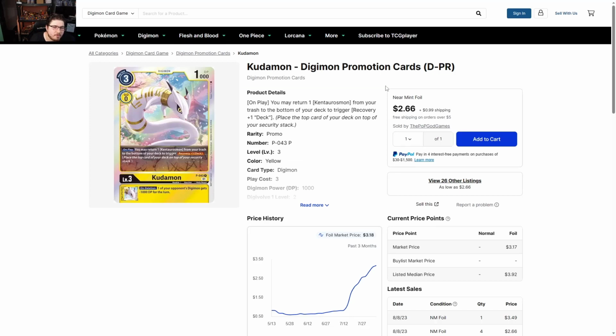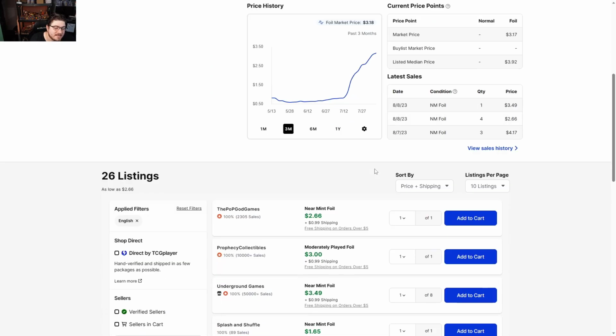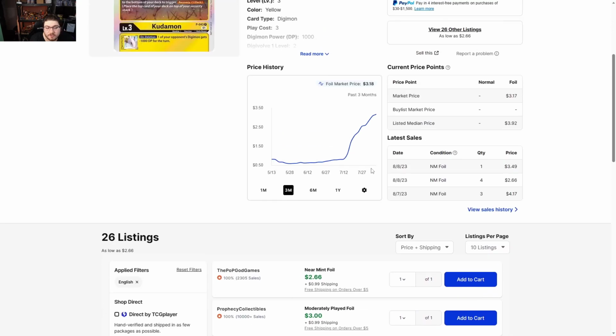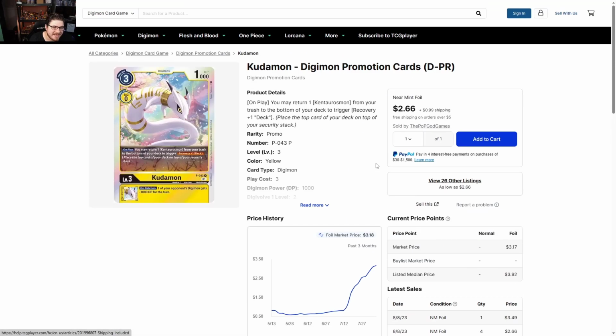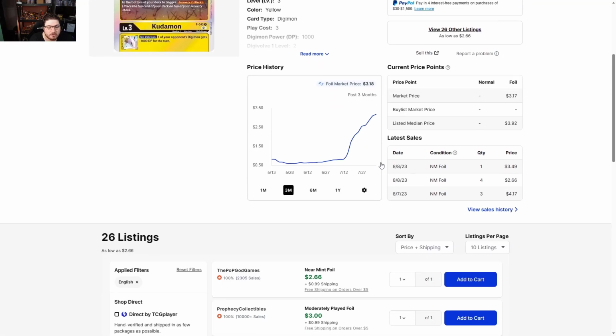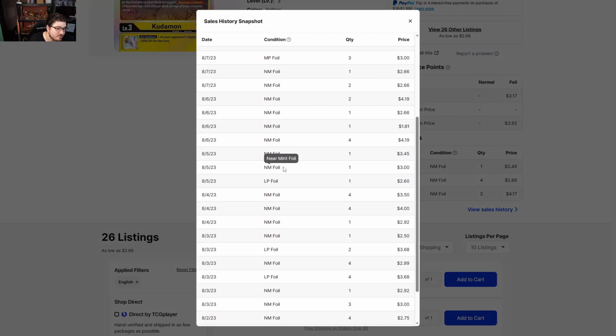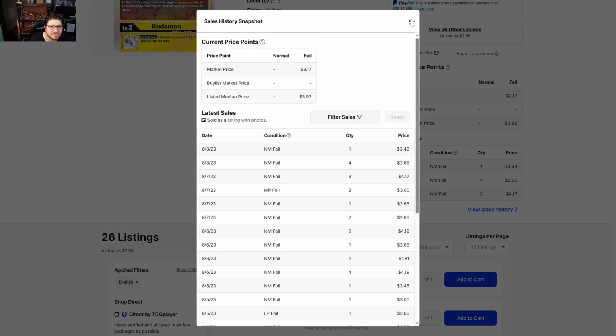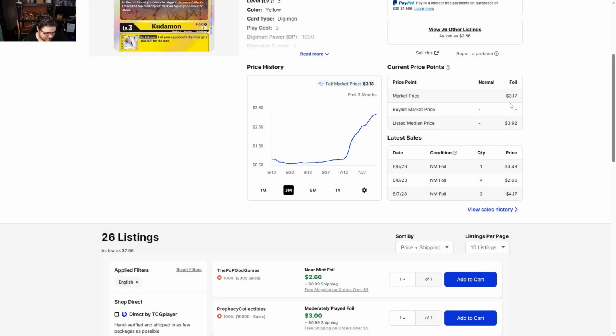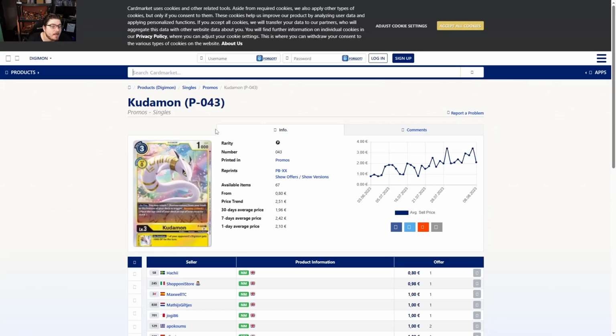Kodemon Digimon promotional card, $2.66 and climbing, boys and girls. So if you've had this sitting around in your binder when it was like 60 cents, time to make some decent profit headway. People are buying this at this price and they're showing a consistent buy rate. So at least a couple every day or so. So definitely think about that.